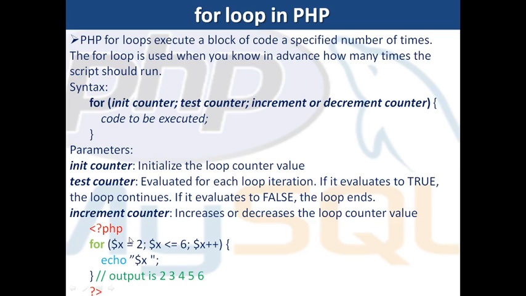Here we have a for loop. The init counter is 2. Test counter is $x less than or equal to 6, and this $x is incremented by 1 after every iteration. After that it is printing $x. So the output should be 2, 3, 4, 5, 6. So let us check it on the browser.